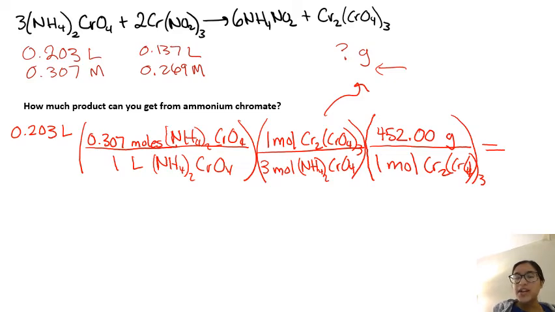Okay, so now we've got to where we want to be, grams of chromium 3 chromate. So if you work all that out, the answer will end up being 9.39 grams of your product, so chromium 3 chromate. Alright, so that's from ammonium chromate. So now we've got to go back and check what happens when we use our other starting material.